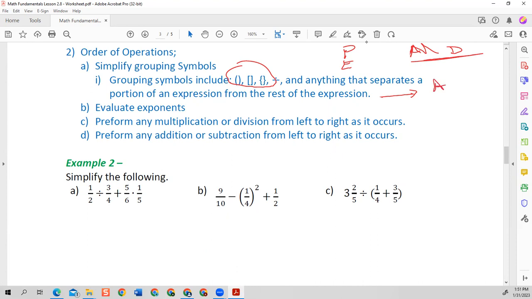And then next, we're going to move to addition and subtraction, and they follow the same set of rules. They are like siblings. Whichever one comes first is the one we're going to do first. Adding, subtraction, reading left to right. So let's start on this.